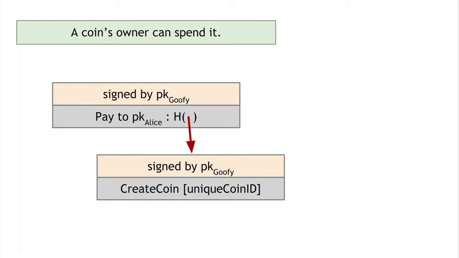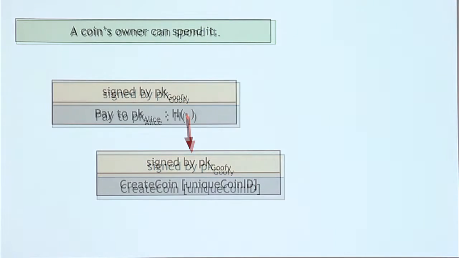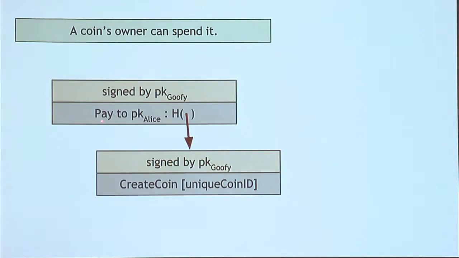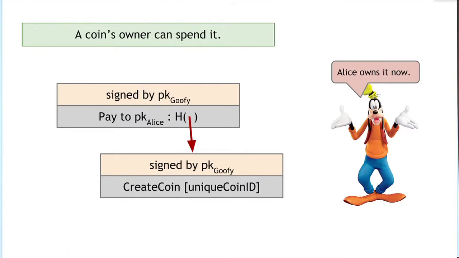The second rule of Goofy Coin is that whoever owns a coin can pass it on to someone else. They can spend it. So for example, here we have the coin that I showed you before that Goofy created. And now we're going to take a hash pointer to that coin and then we're going to create a statement. Goofy's going to make a statement that says, pay this to Alice. Alice is being named by a public key here. Pay to public key Alice the coin that's represented by this hash pointer. And this is also signed by Goofy. Now, Goofy is the one who owned that coin, and so Goofy has to sign any transaction that spends the coin. And once this has happened, now Alice owns the coin.